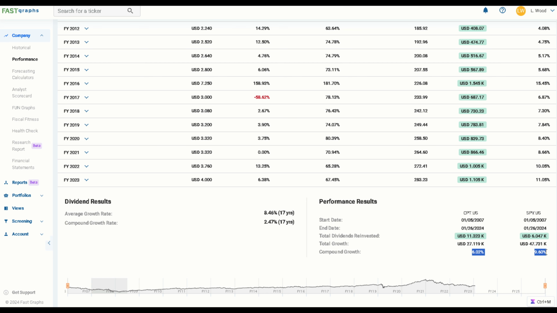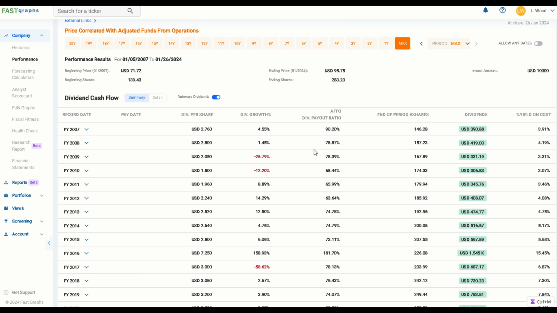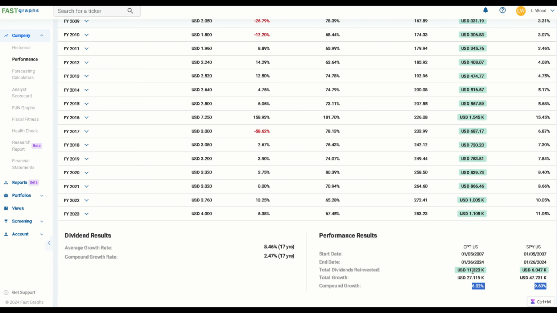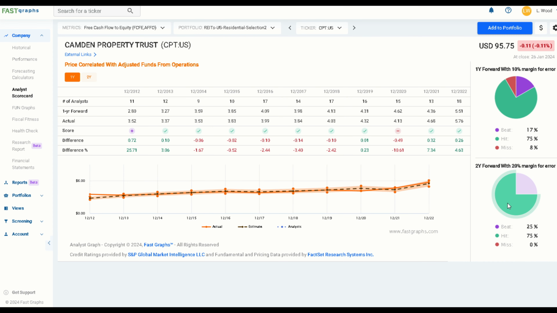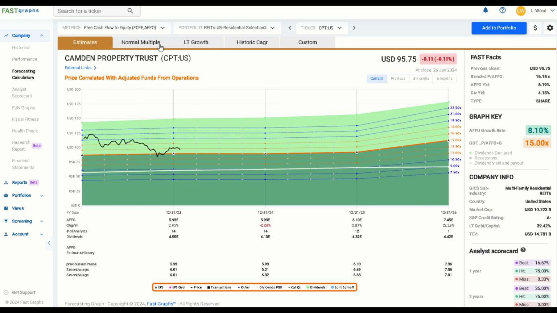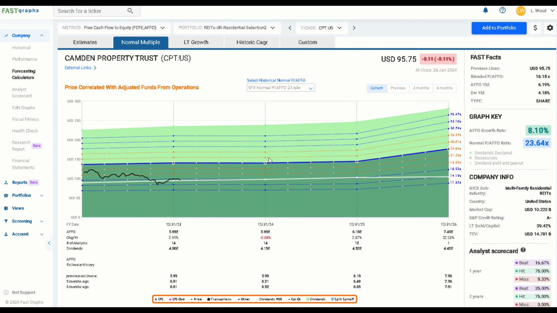We can see here that the overall rate of return has been quite low compared to the S&P, and this is with dividends reinvested. Though it does spin off more in total dividends than the S&P investment would. Dividend scorecard looking good, 2 years forward with beats, and the forecasting calculator here, normal multiple.